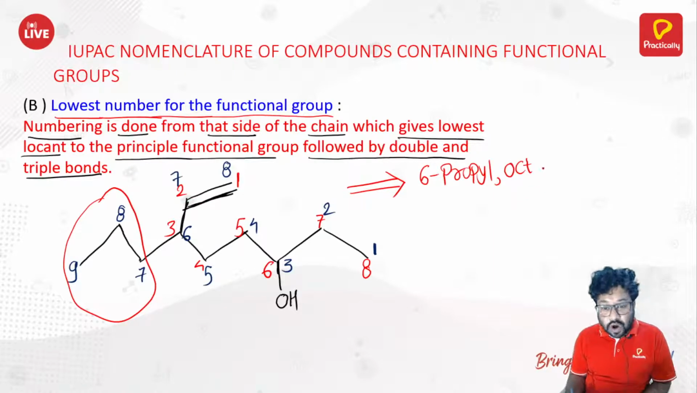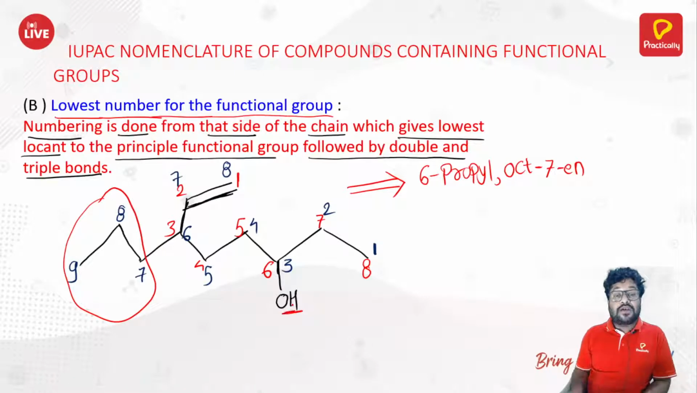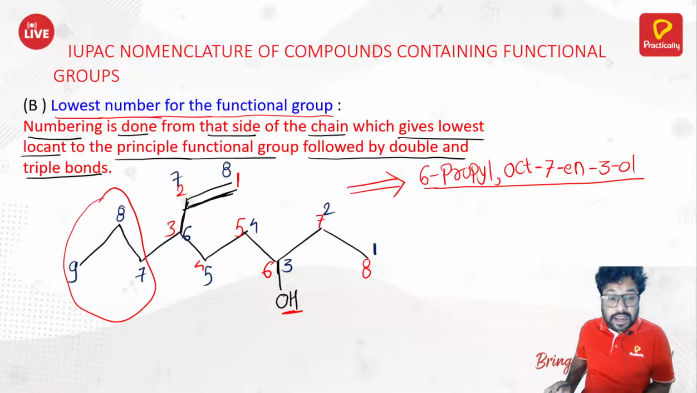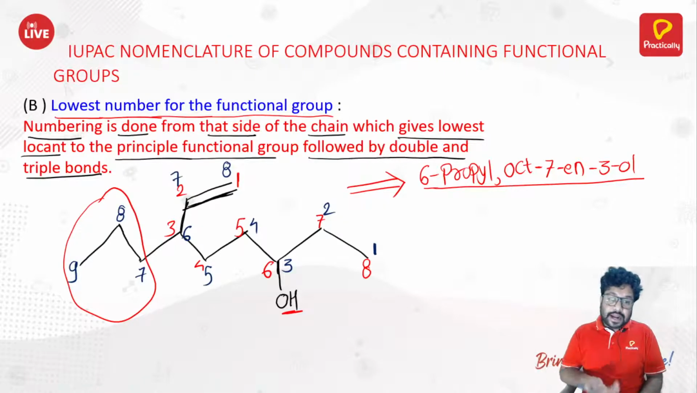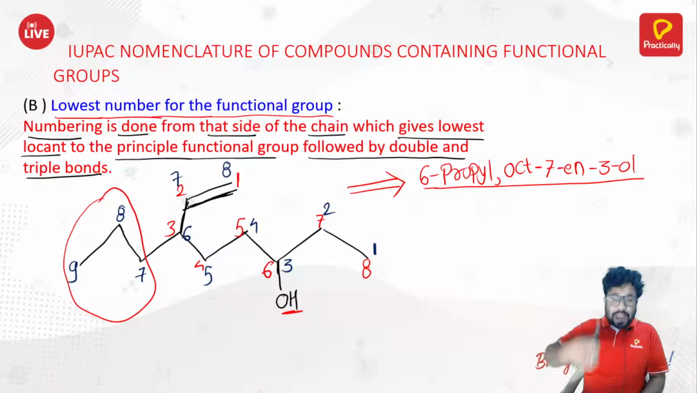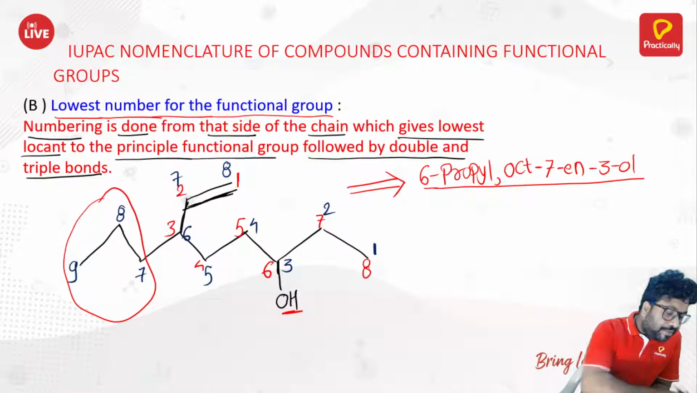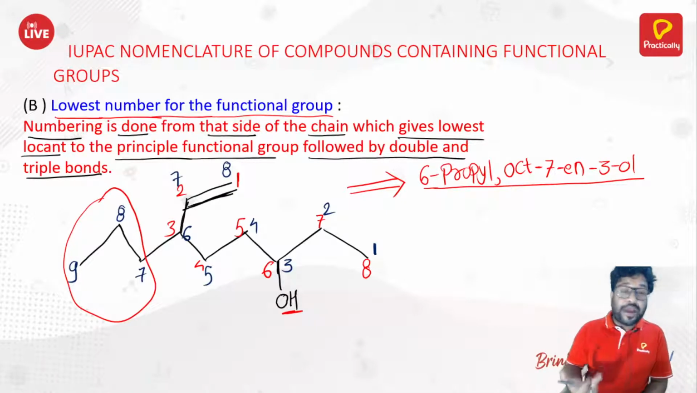Seventh position, right? So oct-7-ene. And at the third position, you have what? The alcoholic functional group. So how would you write it? 6-propyl oct-7-en-3-ol. That is how you should name it. 6-propyl oct-7-en-3-ol. That is how you need to consider the main functional group, then the double and triple bonds. Moving ahead, I hope you have understood this very well. Even if you have any doubt with this, you can ask me in the comment section.